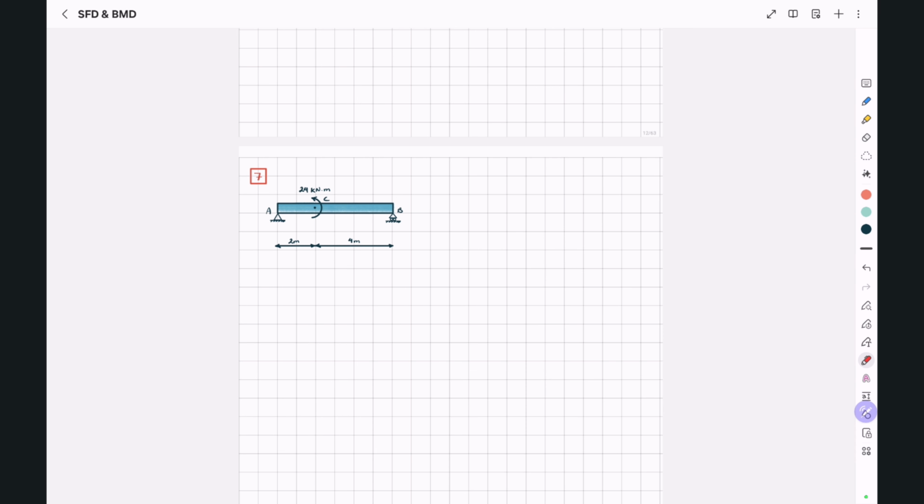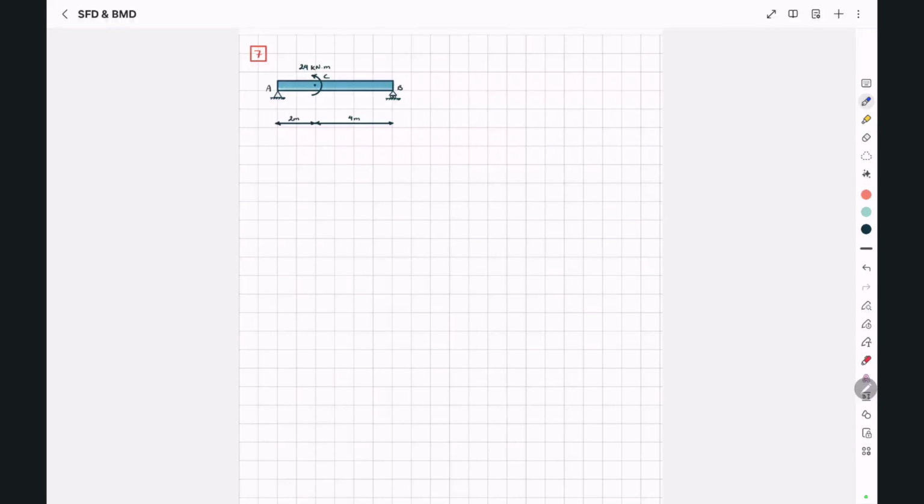So again, we have the same beam here, total length is 6 meters, but instead of that concentrated load, we have a counterclockwise moment with a magnitude of 24 kilonewton meter applied at a point C located at a distance 2 meters from the left end.